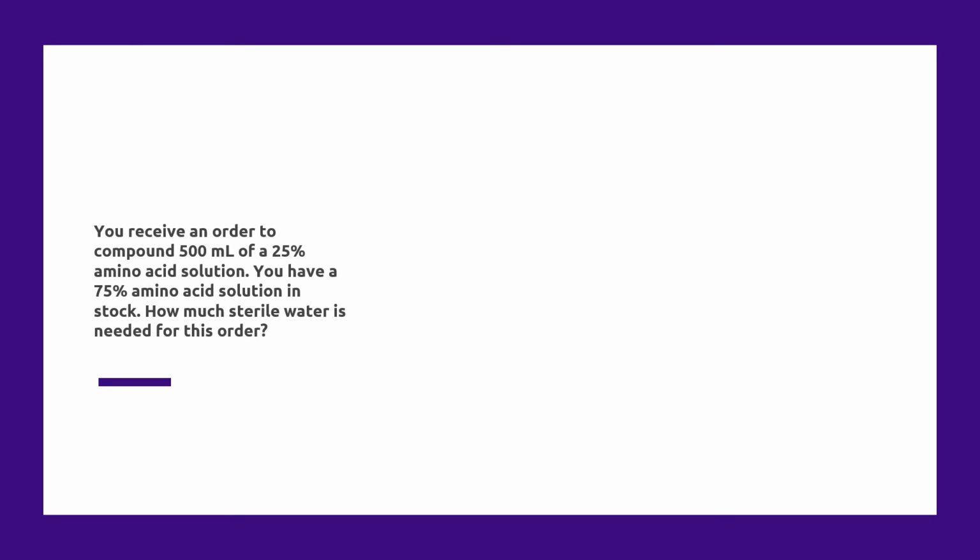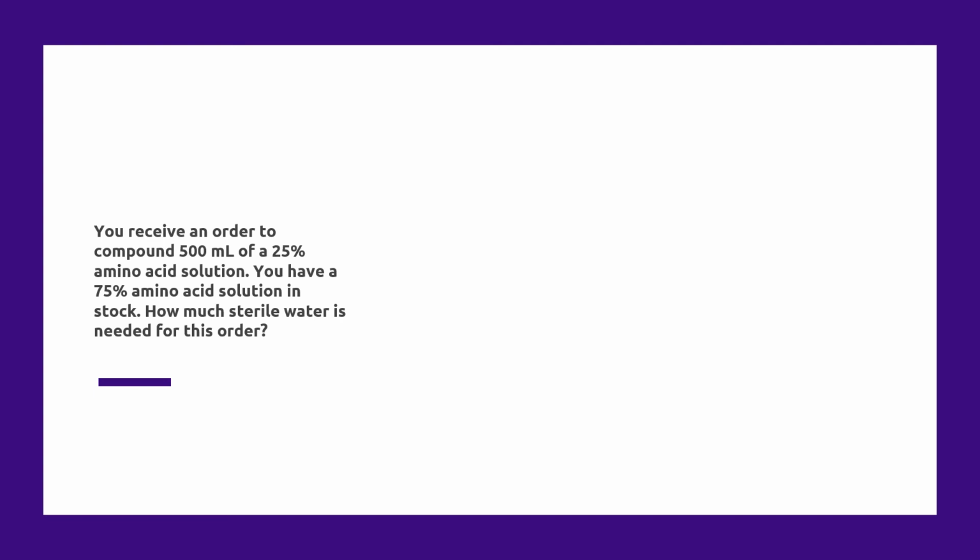Now we'll move on to the next question, and hopefully this will be a little easier now that we've seen how to do this once. We have an order to compound 500 milliliters of a 25% amino acid solution. We have a 75% amino acid solution in stock. How much sterile water is needed for this order?